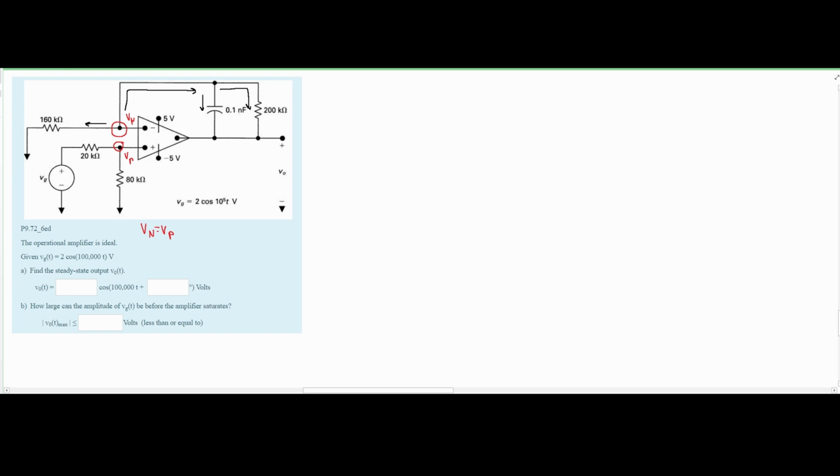When we're looking at our Vp, we know that we have some voltage going this way. We also know that we have some voltage going down this way. Now we can start writing our equations. First, I'm going to start with the Vn, and we know that our Vn is going to start over our 160 kilo ohm resistor. Next, we're going to have our Vn minus the V0, and this is going to be happening over our capacitor.